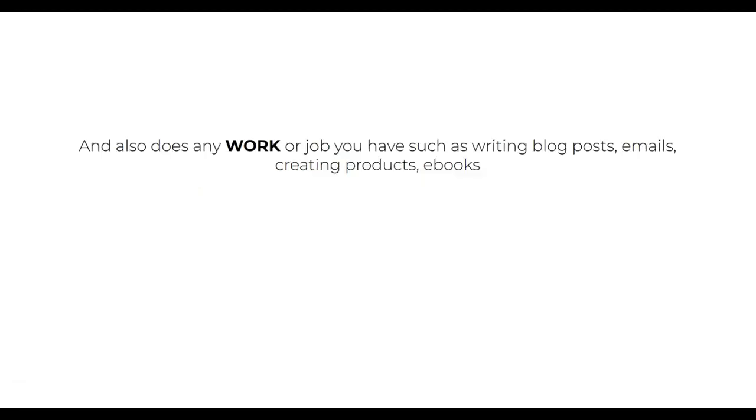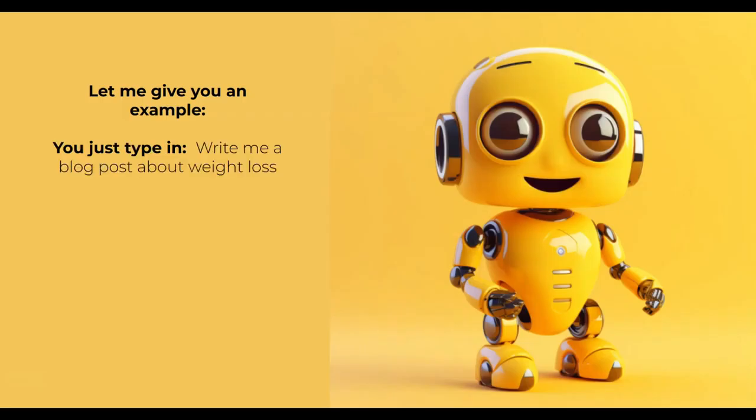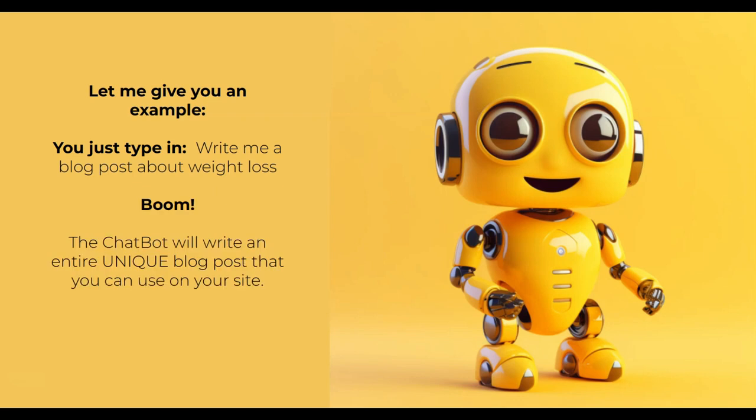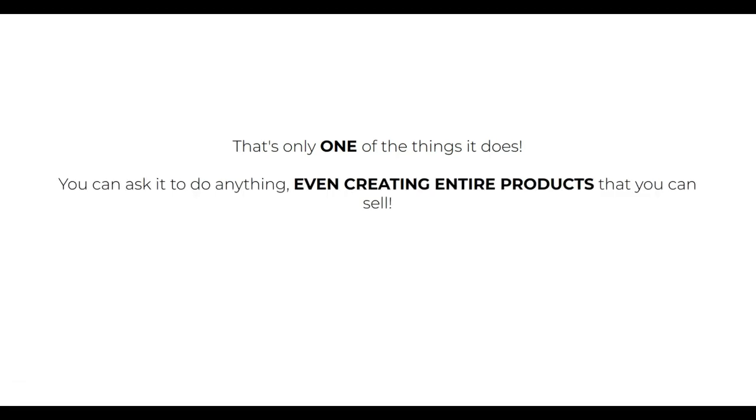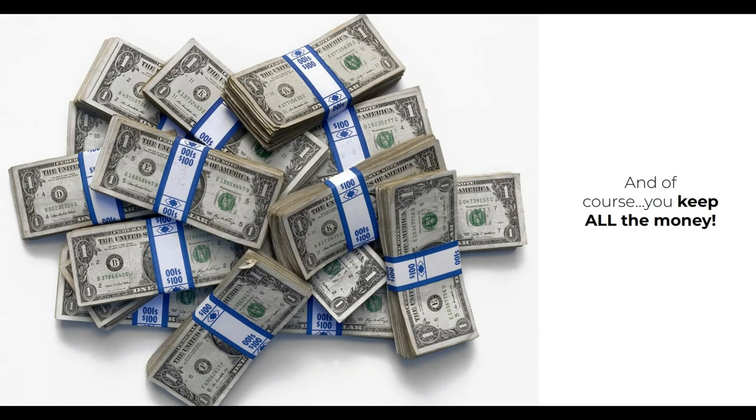and also does any work or job you have, such as writing blog posts, emails, creating ebooks. The AI Profitz chatbot does it all. Let me give you an example. You just type in, write me a blog post about weight loss, and boom, the chatbot will write an entire unique blog post that you can use on your site. That's only one of the things it does. You can ask it to do anything, even create an entire product that you can sell. And of course, you keep all the money.